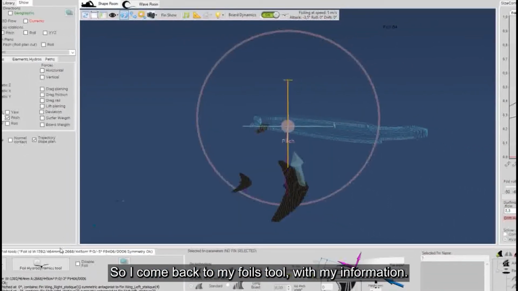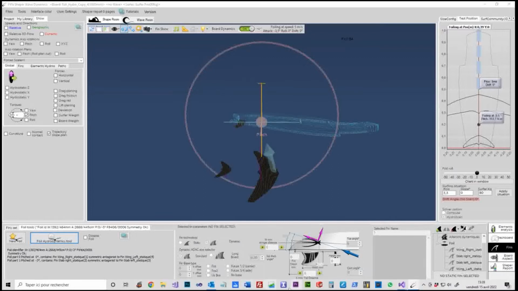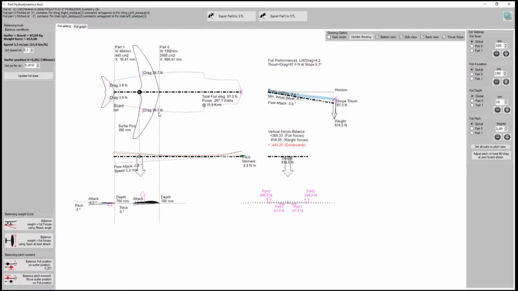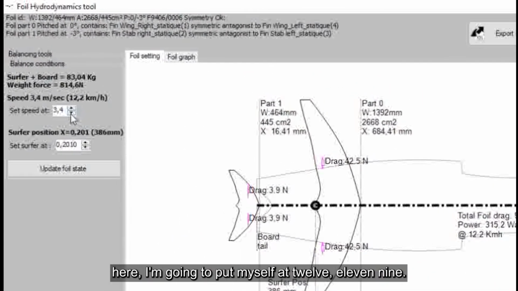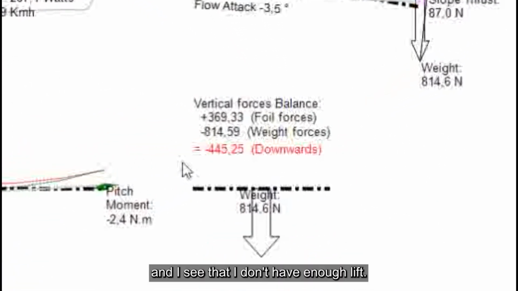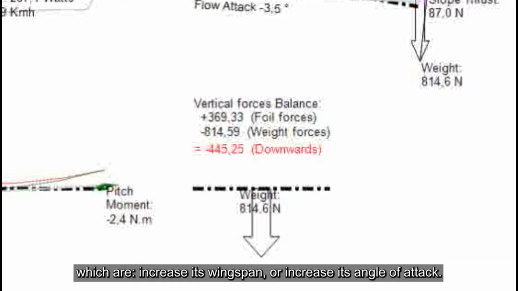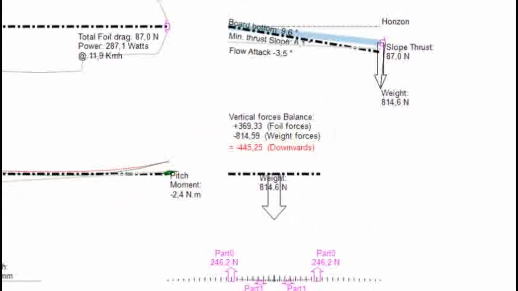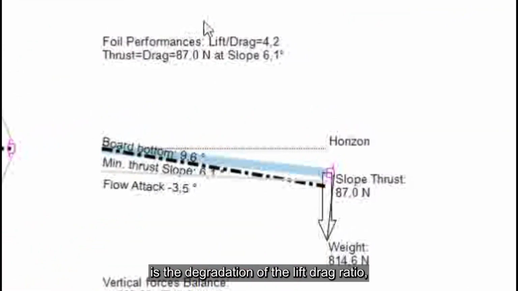So I come back to my foils tool with my information. I know I have to fly at 12 kilometers per hour. Here, I'm going to put myself at 12, 11.9. And I see that I don't have enough lift. I have several solutions to increase the lift of my foil, which are, increase its wingspan, or increase its angle of attack. The problem with increasing the angle of attack is the degradation of the lift-drag ratio, i.e. the flight quality of my wing.